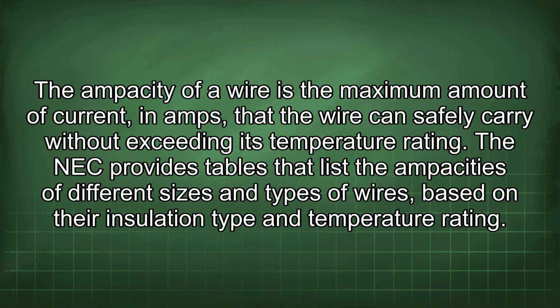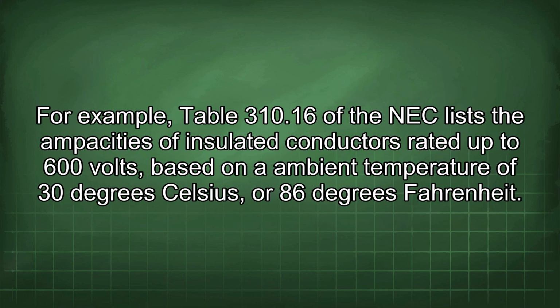The ampacity of a wire is the maximum amount of current, in amps, that the wire can safely carry without exceeding its temperature rating. The NEC provides tables that list the ampacities of different sizes and types of wires based on their insulation type and temperature rating. For example, Table 310.16 of the NEC lists the ampacities of insulated conductors rated up to 600 volts based on an ambient temperature of 30 degrees Celsius or 86 degrees Fahrenheit.